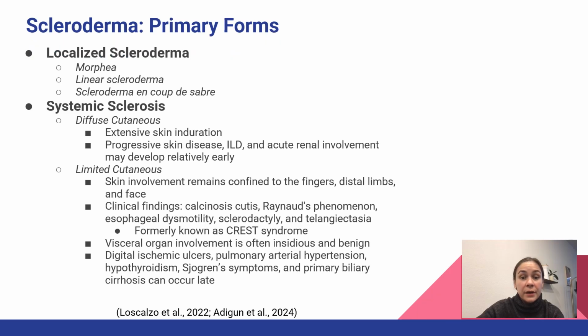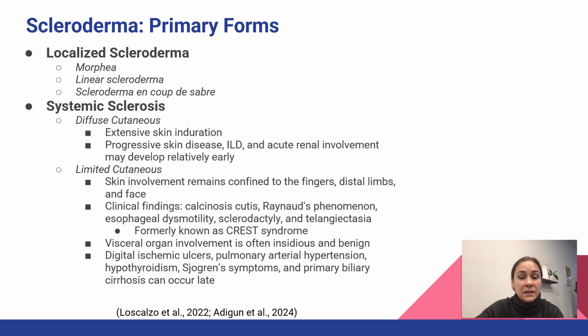For scleroderma, there are two primary forms. The first is localized scleroderma, such as morphea, linear scleroderma, and scleroderma en coup de sabre. The second is systemic sclerosis. You can have diffuse cutaneous or limited cutaneous. In diffuse cutaneous, there are extensive skin induration, and progressive skin disease, interstitial lung disease, and acute renal involvement may develop relatively early. In limited cutaneous, skin involvement remains confined to the fingers, distal limbs, and face.